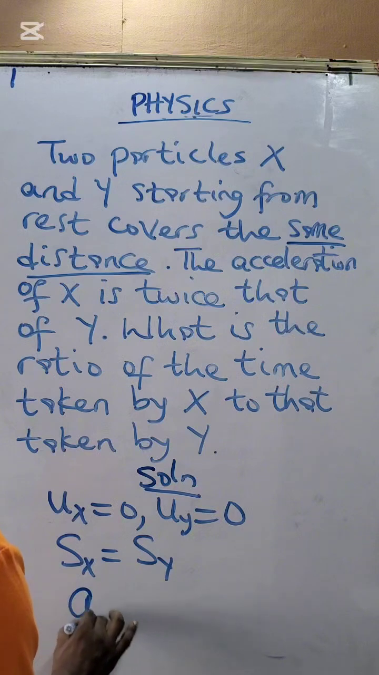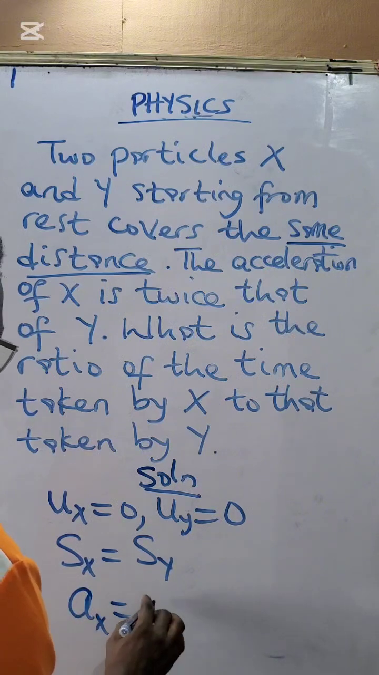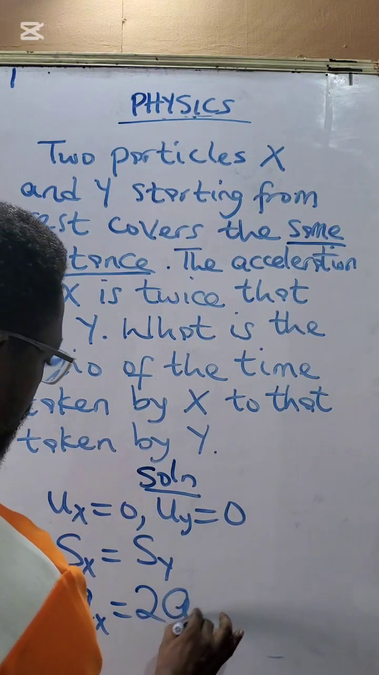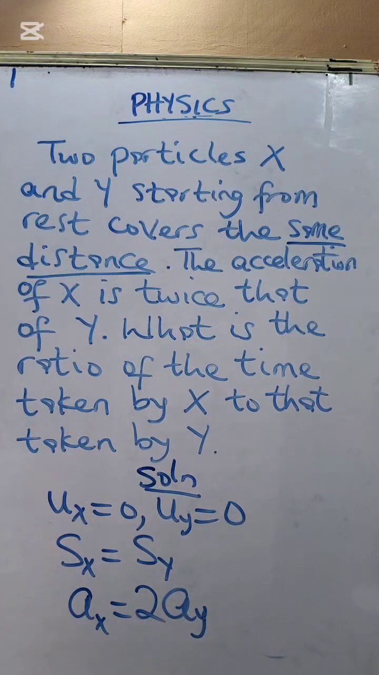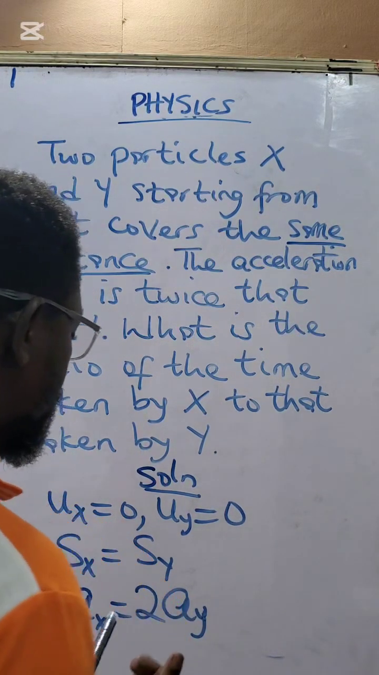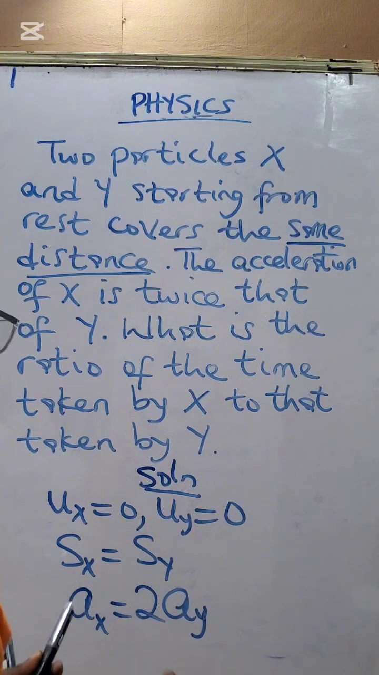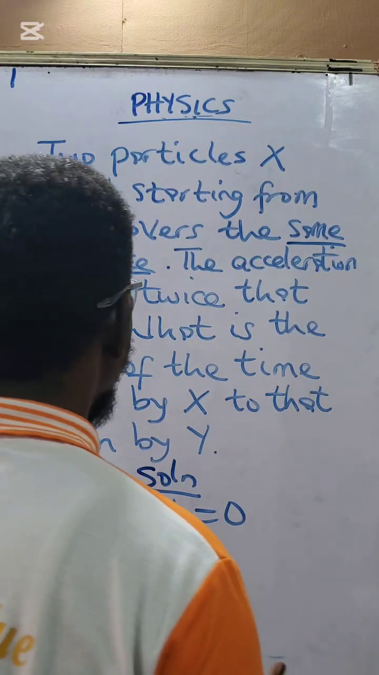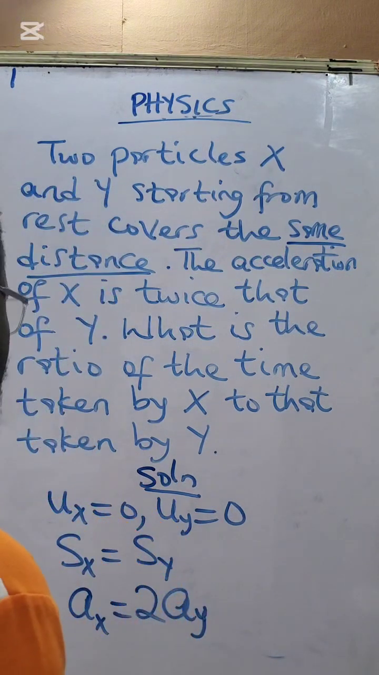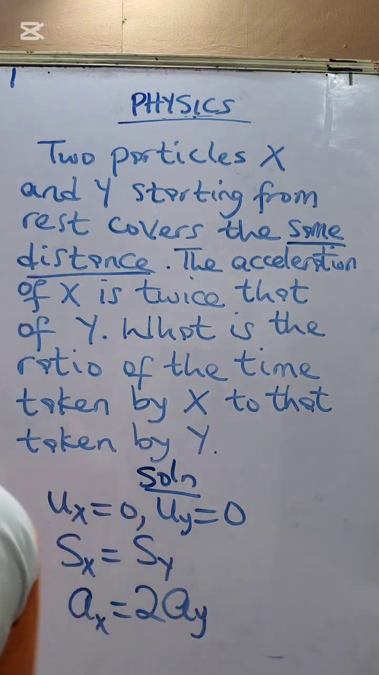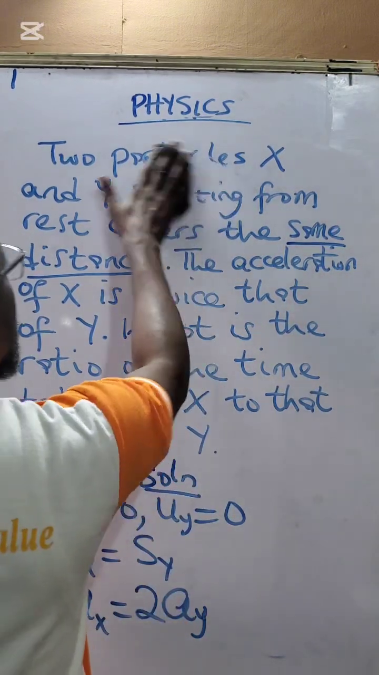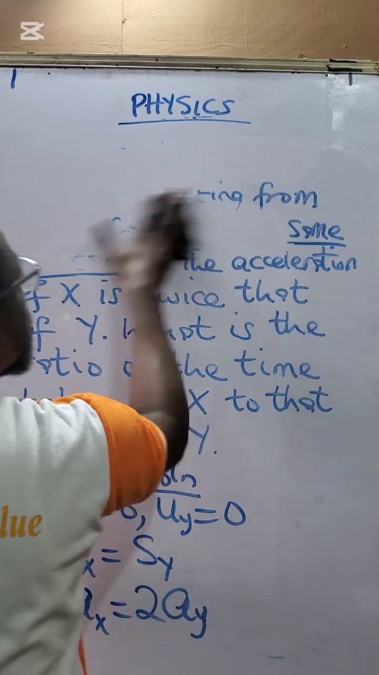The acceleration of X is twice that of Y. Acceleration of X is 2 times the acceleration of Y. That means any value you have for the acceleration of Y, you multiply that by 2, you get the value for the acceleration of X. And it says, what is the ratio of the time taken by X to the time taken by Y?